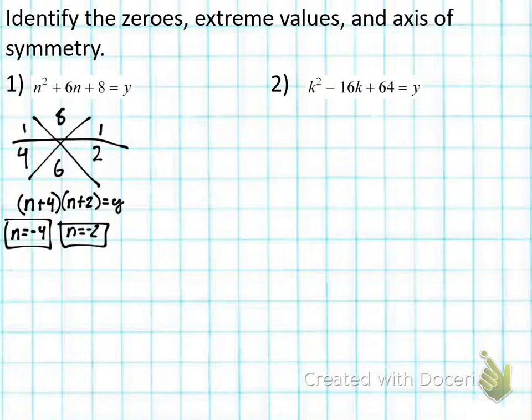Would it have to be in that order? Could it be negative 2 and then negative 4? Yeah, that doesn't matter. That's called the commutative property. We're already assuming that. So yeah, it doesn't matter what order it is.